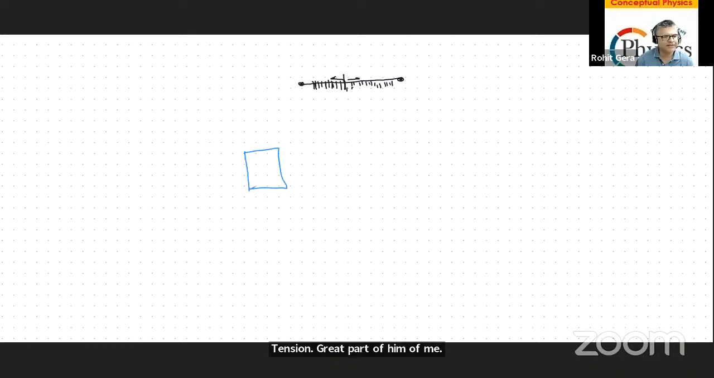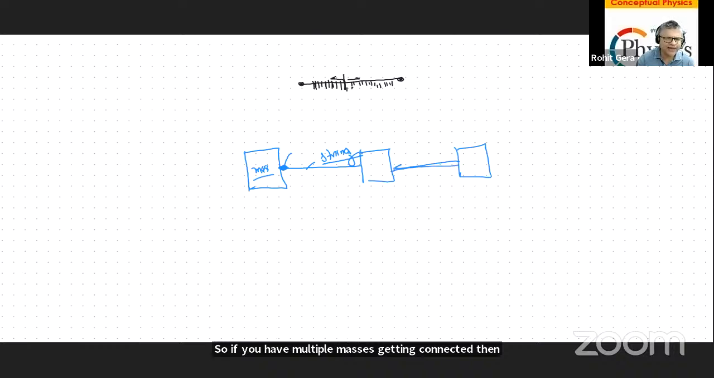Topic is tension in the string. Answer is it appears at the edge where there is a meeting point between the mass and the string. So if you have multiple masses getting connected, then this string at the extreme two ends or the edges will exhibit the behavior of tension. This mass will get pulled away, and this mass will also get pulled away. Tension pulls away. It never pushes, it pulls.